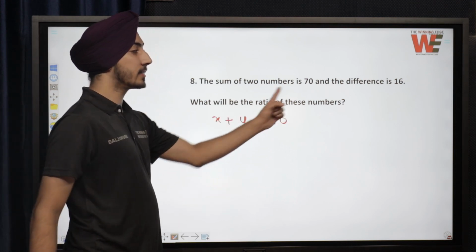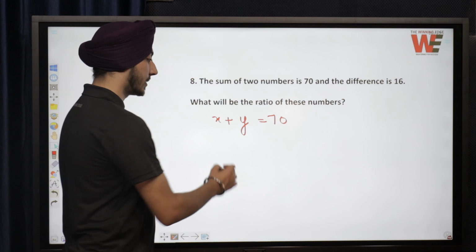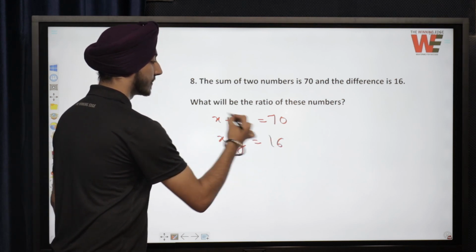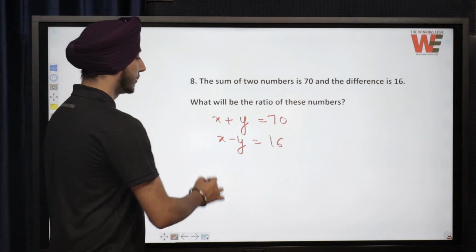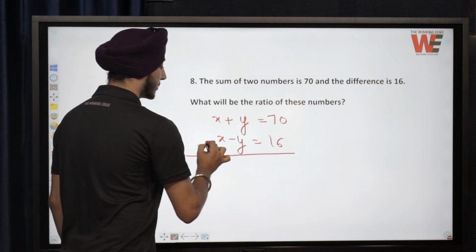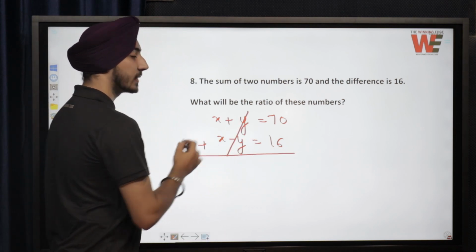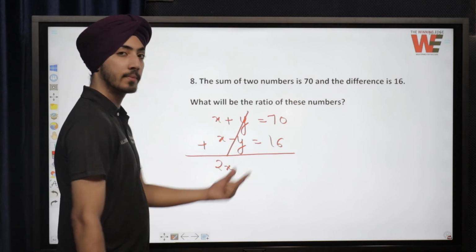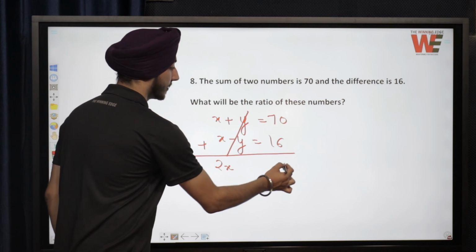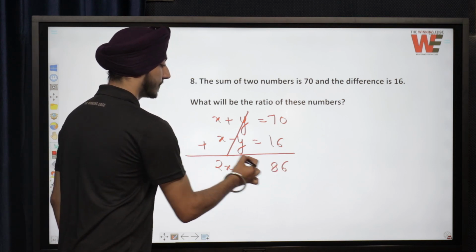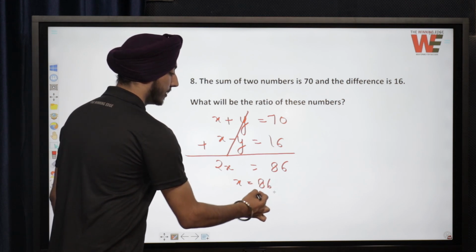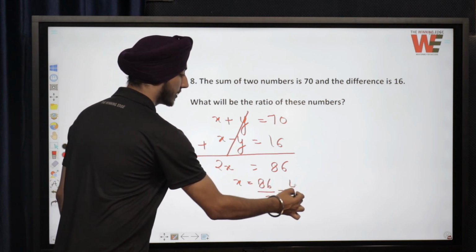Alright. Then it is telling you that the difference between the two numbers is 16. So I'll write down x minus y is 16, the difference. Alright. Now let's add up the two equations. Plus y and minus y will get cancelled. Here you have x plus x, which will give you 2x. 70 plus 16 will give you 86. Right. Now x value will be equal to what? 86 by 2, which is going to give you 43.